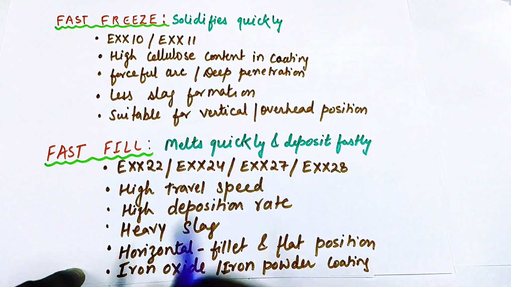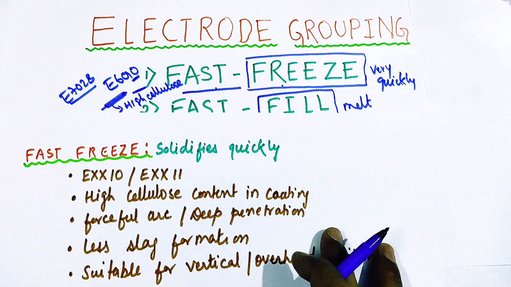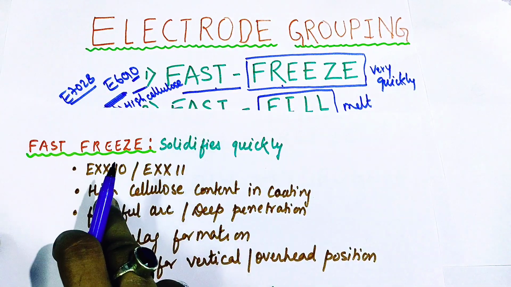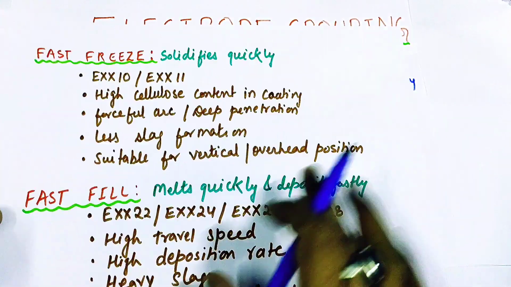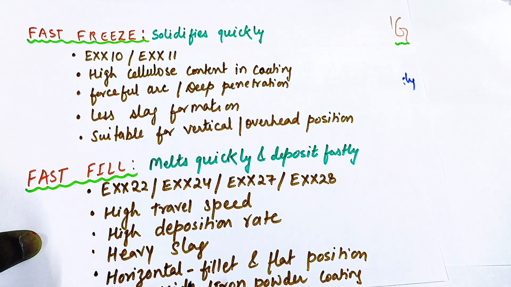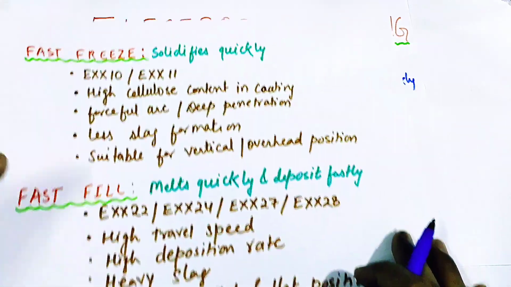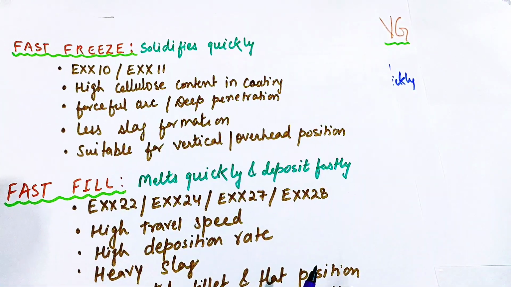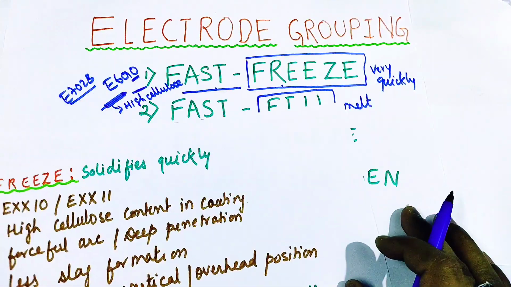And the coating, as I told you, in fast freeze electrode the coating is high cellulose, but in fast fill electrode the coating is either iron oxide or iron powder coating. So this is about fast fill.